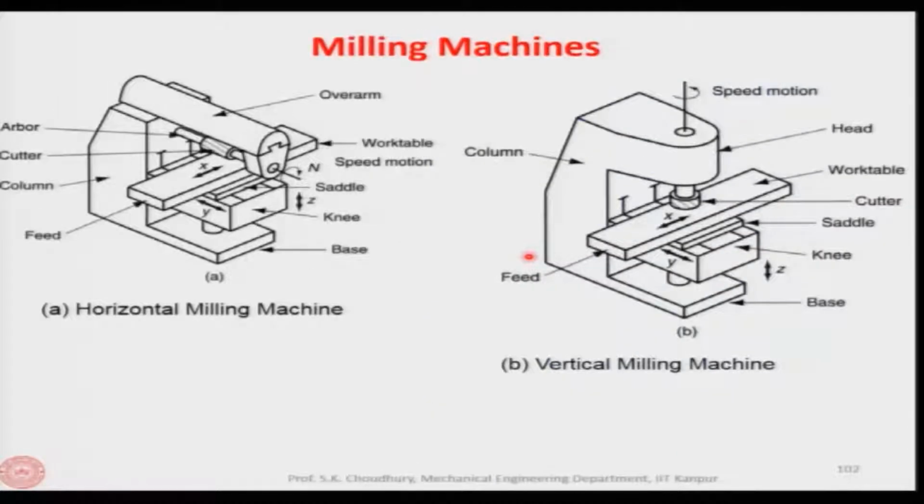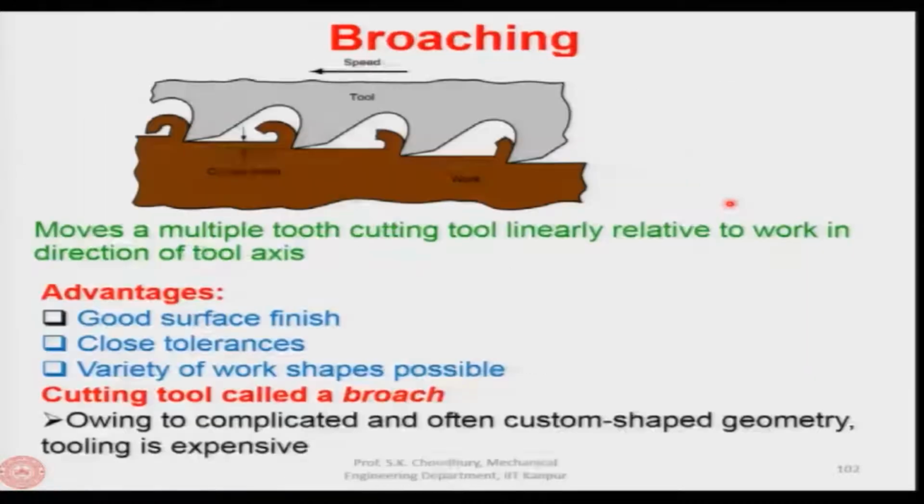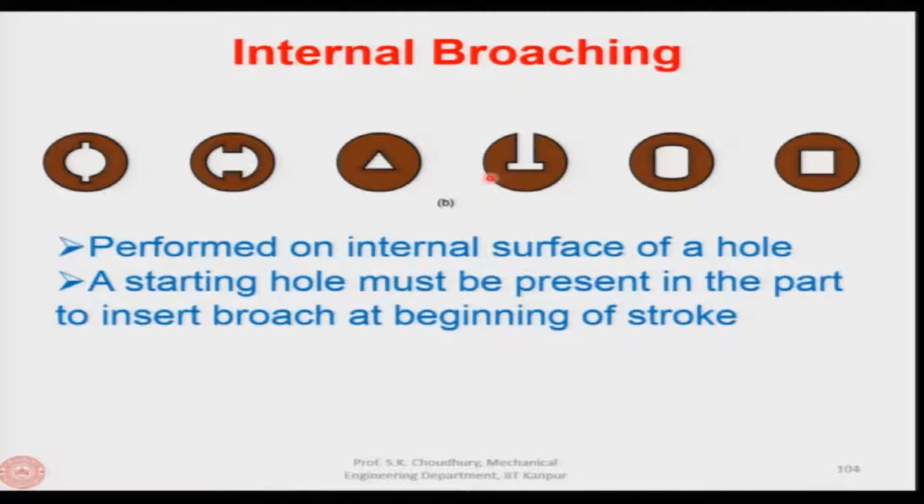So, you can see these milling machines, horizontal and vertical depending on the axis of the milling cutter. If it is horizontal, it is a horizontal milling machine, if the axis is vertical, it is a vertical milling machine. This is a broaching example, I have told you about broaching in the very beginning, that by that you can make internal slots or external slots with high accuracy. This is the broaching operation, and a good surface finish is obtained by broaching. These are the internal broaching, this kind of slots you can make by internal broaching.